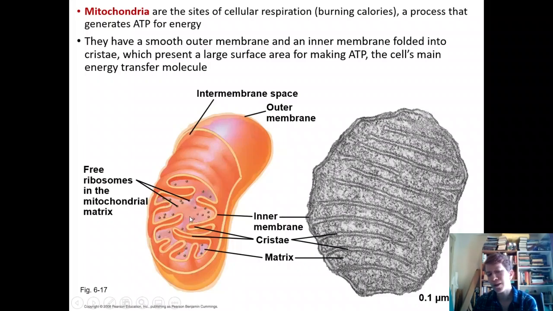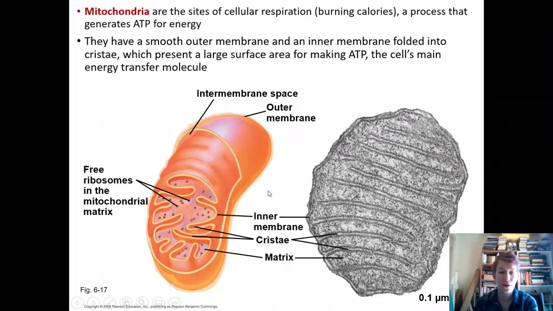Also, they have their own DNA and special ribosomes, which are a lot like bacterial DNA and ribosomes, and they probably evolved from ancient bacteria that got endocytosed by a eukaryotic cell, but instead of being digested by a lysosome, they started doing useful things.